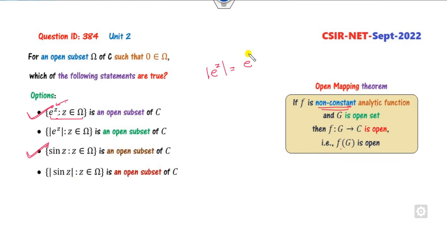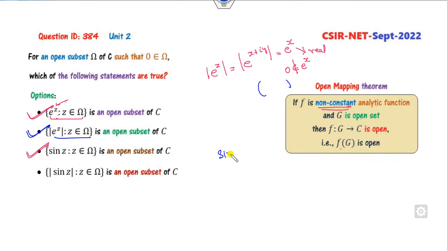If I take x plus iota y, the modulus is e raised to power x only, which is real. And clearly 0 does not belong to e raised to power x. What is the meaning of that? This is open, because you can find the neighborhood. So if this is open, this is an open subset here.